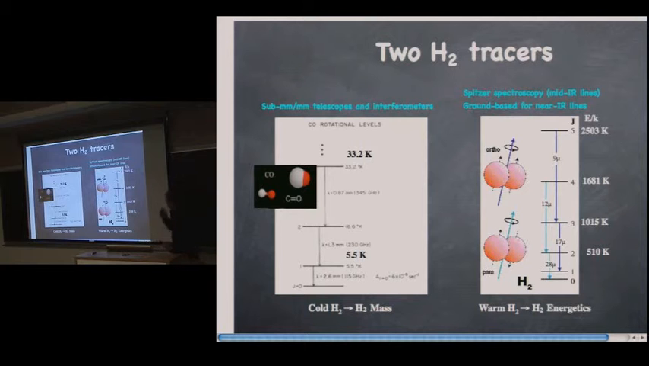But the main constituent of the clouds is not this trace molecule, it is the hydrogen molecule. And since this hydrogen molecule is a light molecule, it has its rotational states at much higher energy. And so in most of the cold gas, those transitions cannot be excited.